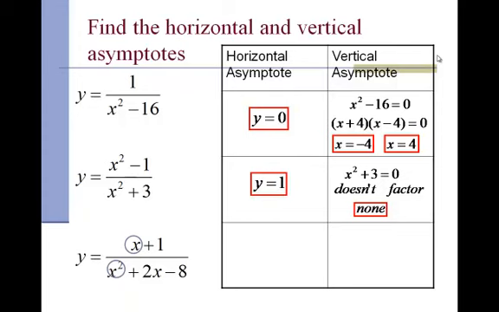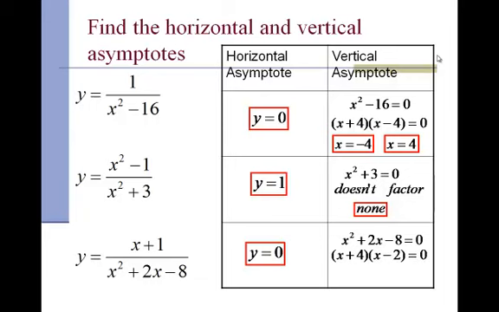For the third example, look at the powers of x for the horizontal asymptote. The power of x is bigger on the bottom, so y equals 0 is my horizontal asymptote. It's staying at the x-axis. For the vertical asymptote, I take my denominator, I set it equal to 0. X squared plus 2x minus 8 equals 0 is something that can be factored. The factors are x plus 4 and x minus 2. If I set them equal to 0 and solve for x, I get negative 4 and positive 2. So the vertical asymptotes are at negative 4 and positive 2.